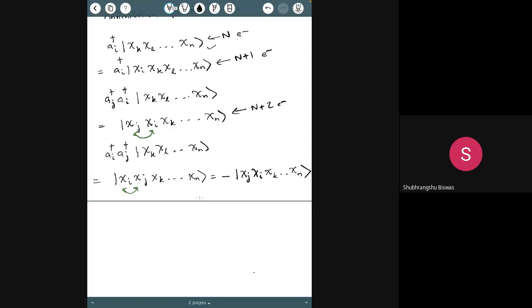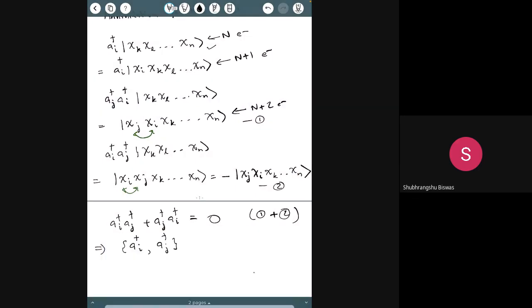So when I add equation 1 and 2, I will get a 0 on the right hand side, which will tell me that A_i dagger A_j dagger plus A_j dagger A_i dagger is equal to 0. This is adding 1 plus 2, and this is called an anti-commutator when you have a plus sign. You are all familiar with commutators which have a minus sign, and in this case this is called an anti-commutator. So creation operators anti-commute.